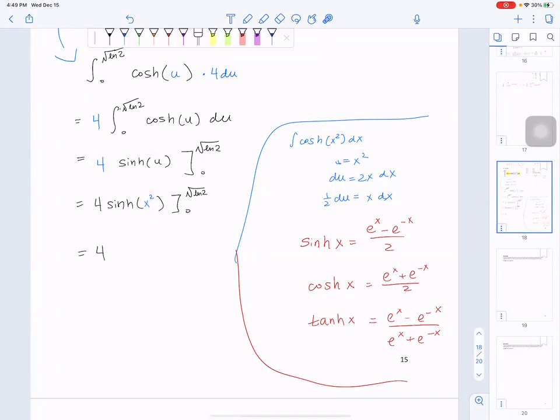Okay, so now, what is sinh of x squared? So we plug in square root of natural log 2. That gives us sinh of ln 2 minus plug in 0. So that's sinh of 0. What is sinh of natural log 2? Let's follow the formula. That tells us it's e to natural log 2 minus e to the negative natural log 2, over 2. Then minus, what do we do? Plug in 0. We get e to the 0 minus e to the 0, over 2.